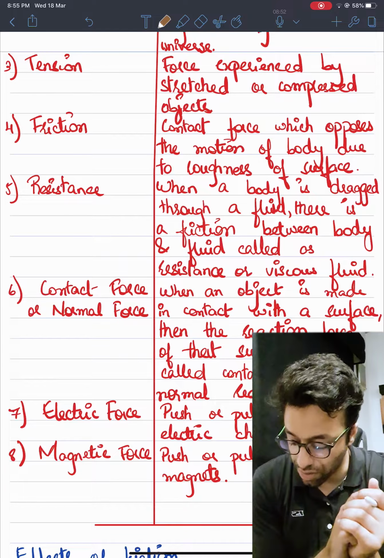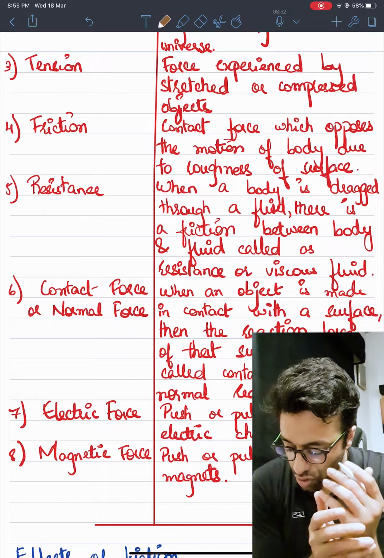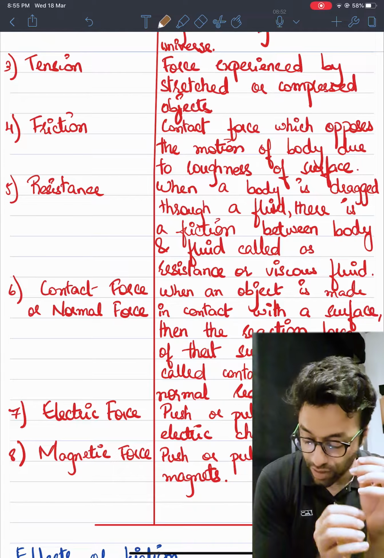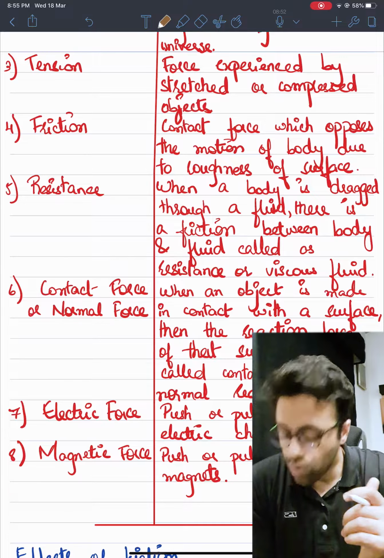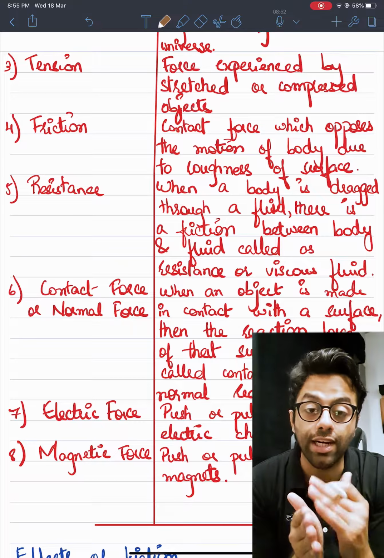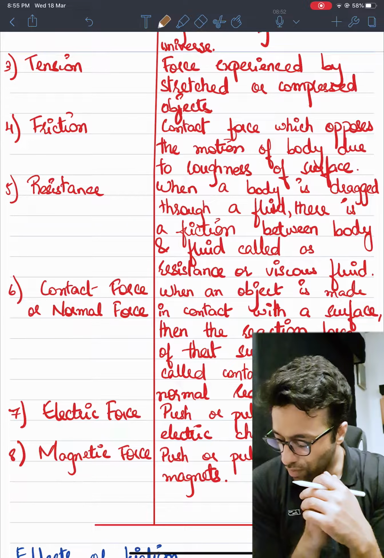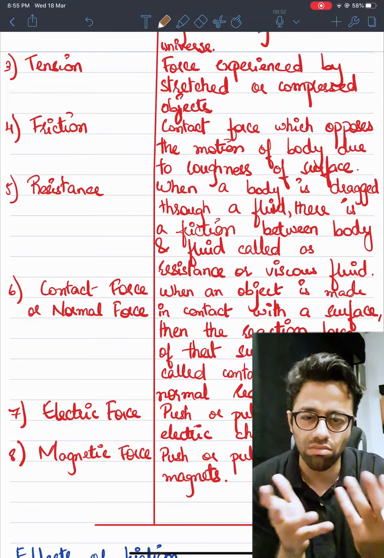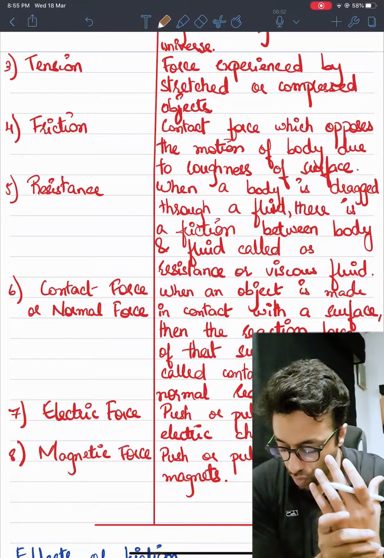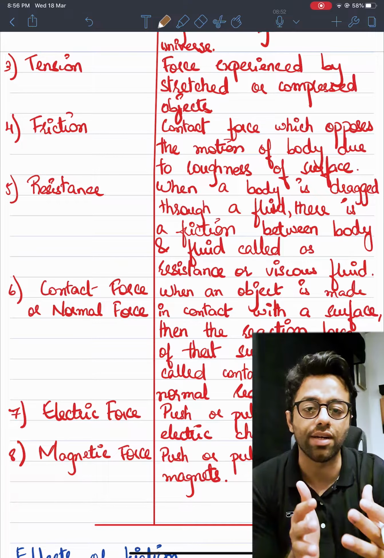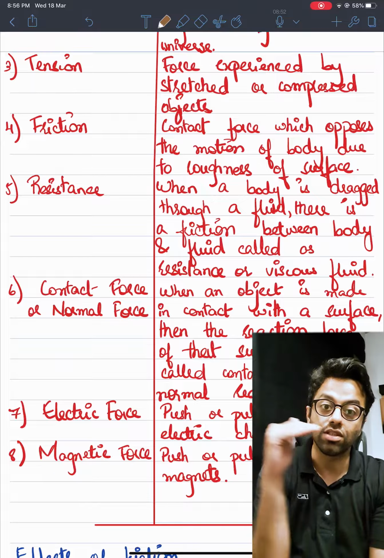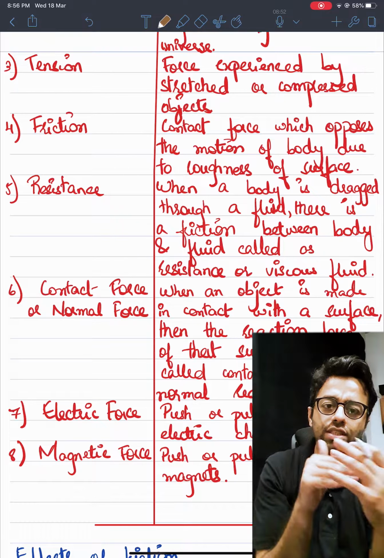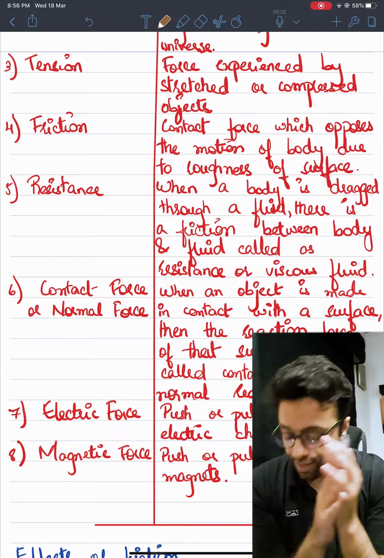Next, let's talk about resistance. The description of resistance is when a body is dragged through a fluid, there is a resistance, a friction between body and fluid called resistance or viscous fluid. Students, resistance is something that we'll study in chapter 22 or 23 in detail whenever we start electricity. So for now, it is not that important, and you just have to understand the resistance is due to the fact that a body is being dragged in a liquid, and those water molecules have friction and they cause resistance. Air has also some resistance. When a body is moving quickly through the air, there is some resistance experienced by the body. So all these types of resistances are there, and it's a force. We'll talk about this in detail.